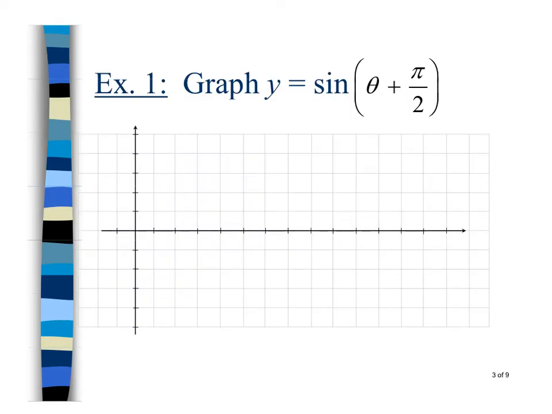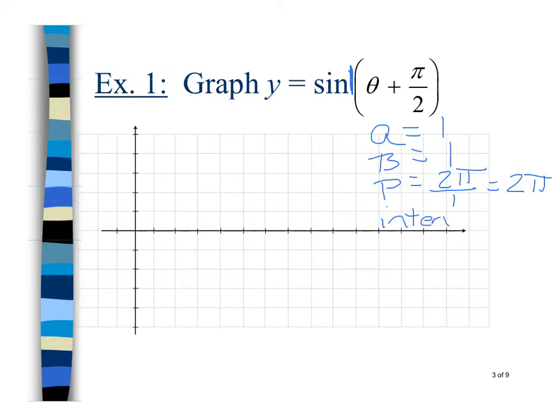The first graph we're going to draw is y equals sine of (theta plus pi over 2). We go through, our amplitude is 1. Our b is right there. If you don't see anything, you can assume it's 1. So b equals 1, so our period's 2 pi over 1. Our period's 2 pi, which means our intervals will be 2 pi times a fourth, so you get pi over 2.